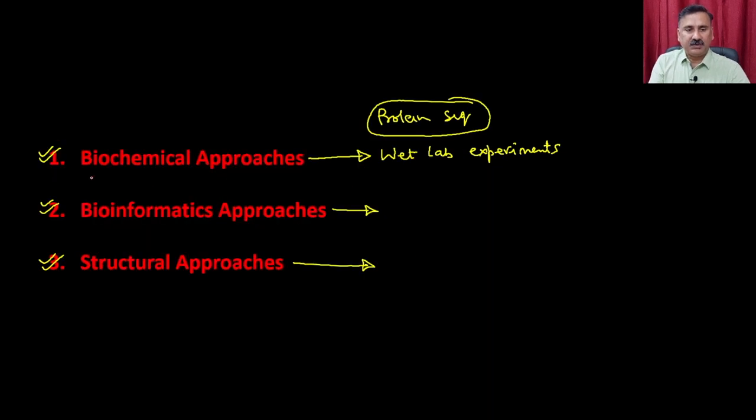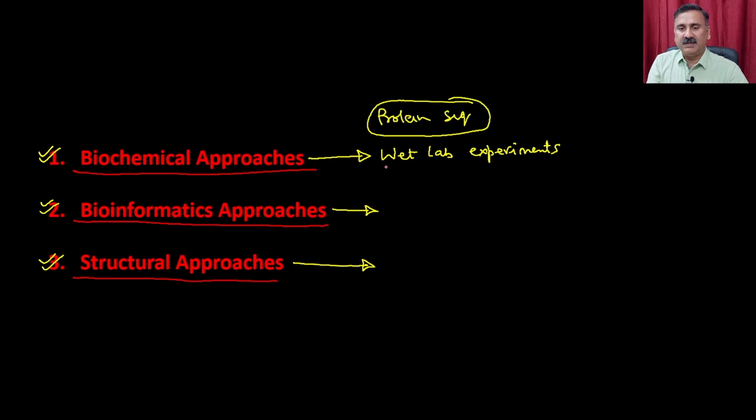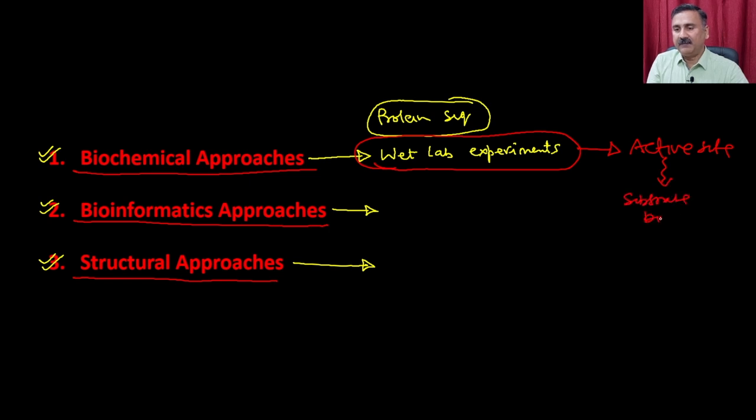There are three approaches one can use. Approach number one is the biochemical approach. Approach number two is the bioinformatics approach. And the third is the structural approach. The biochemical approach means you are going to do wet lab experiments to know where the active site is. And you know that the active site means the site which is going to bind the substrate, and the place which has the residues that facilitate the catalysis.